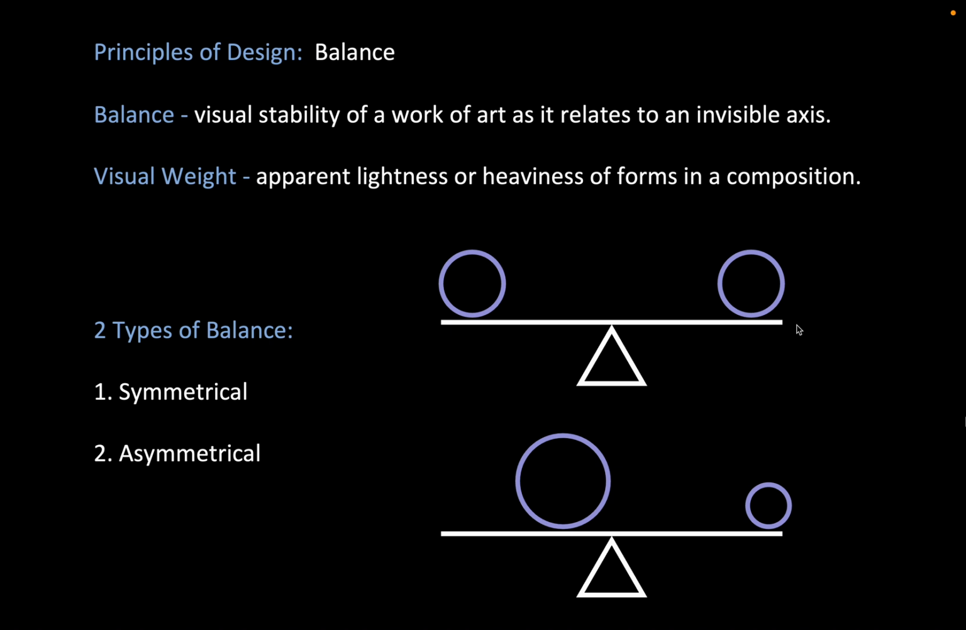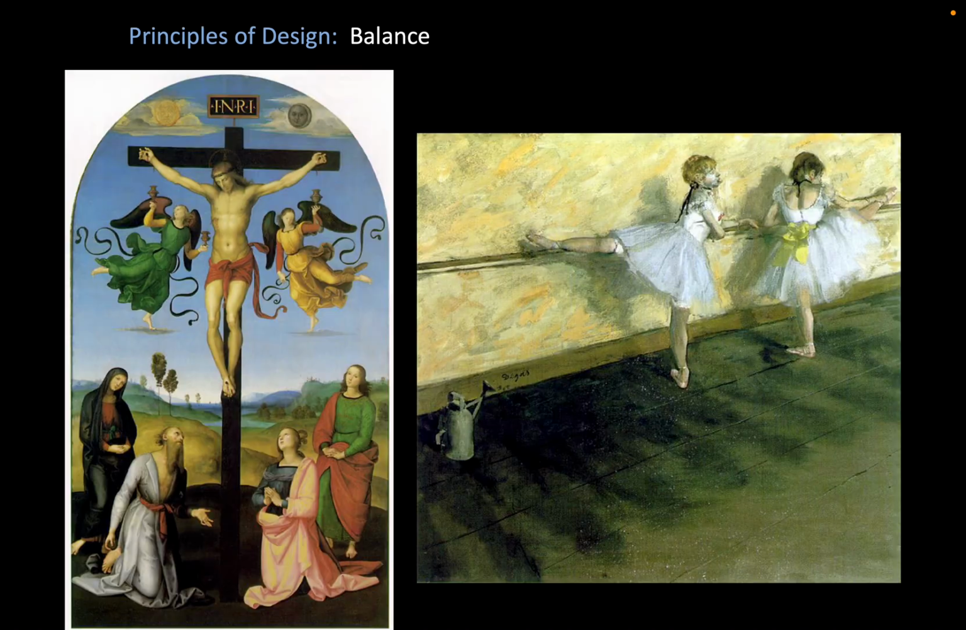And artwork works exactly the same way. Artists typically want their compositions to be balanced, but they can do that symmetrically, as in the top picture, or asymmetrically, as in the bottom picture, except instead of using adults and children, they are using visual forms. So let me show you a couple of examples of that.